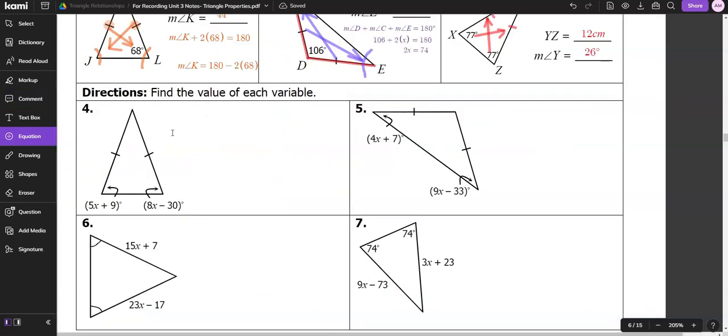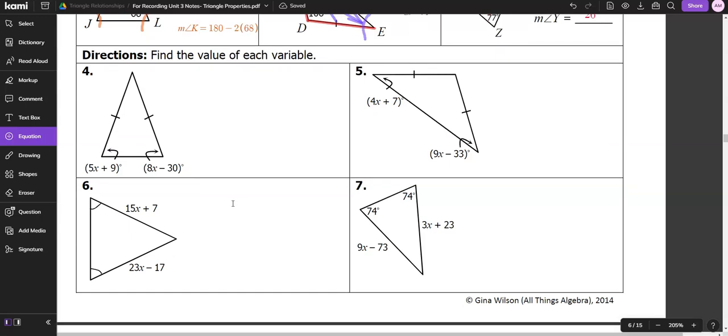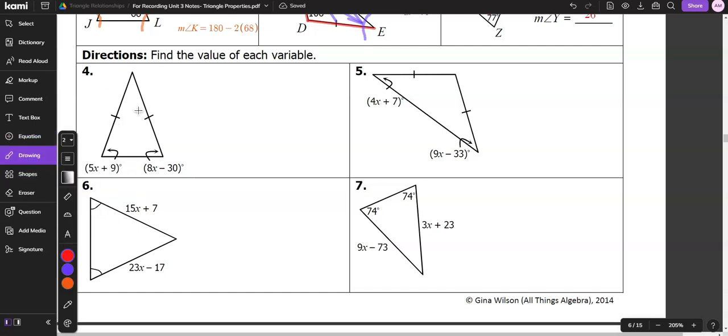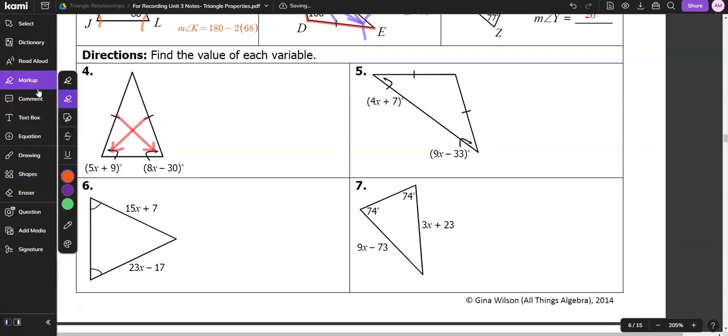All right, so for numbers 4 through 7, they want us to use the information that we have been given to find the missing variables. So on number 4, we're going to use the isosceles triangle theorem with the angles. So we're going to see again that this angle right here is going to be congruent to the angle opposite this side. Again, because both of these sides are marked as congruent by the tick marks.